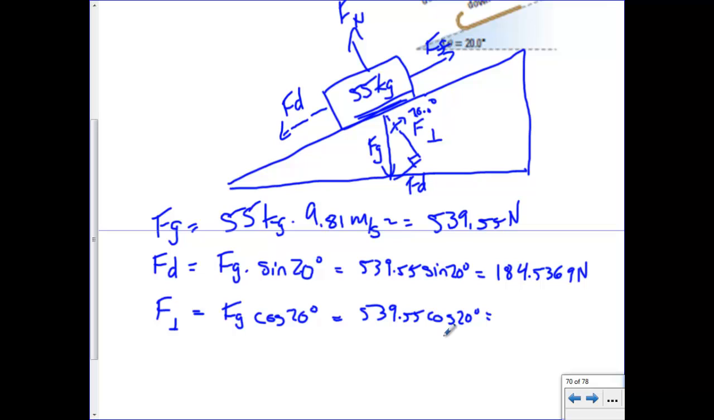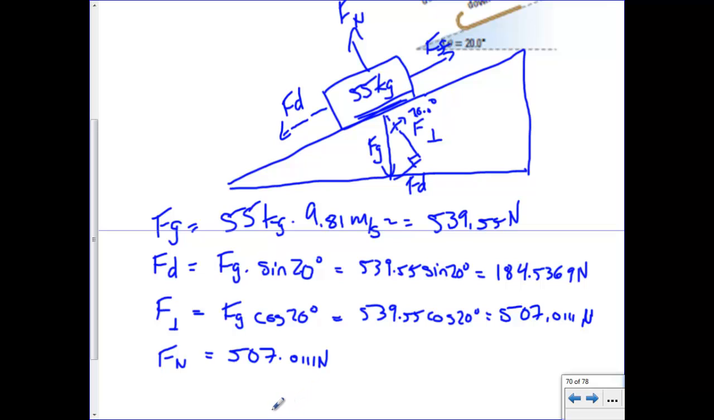539.55 times cosine of 20. 507? Good. I've got 507.0111. Okay, what's the normal force then going to be? The exact same thing, yeah. So that's good.